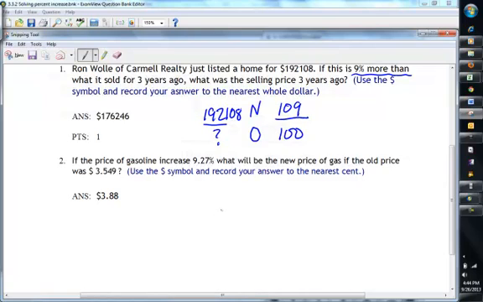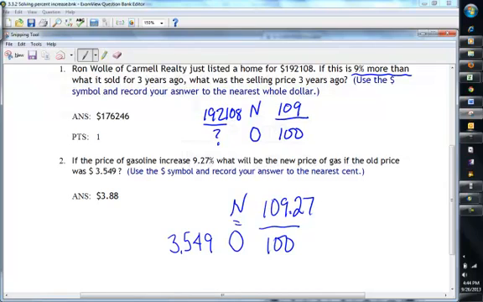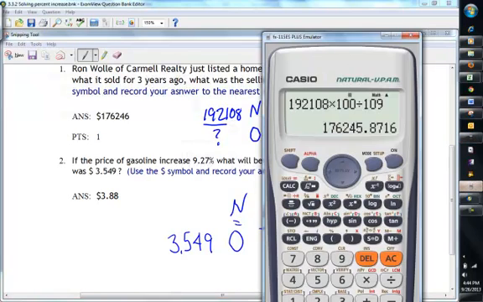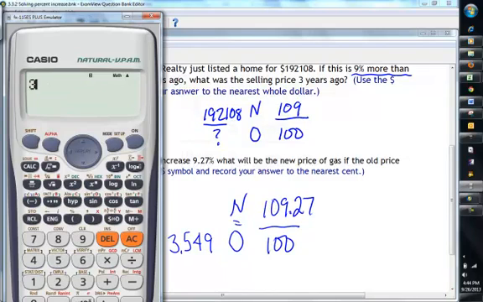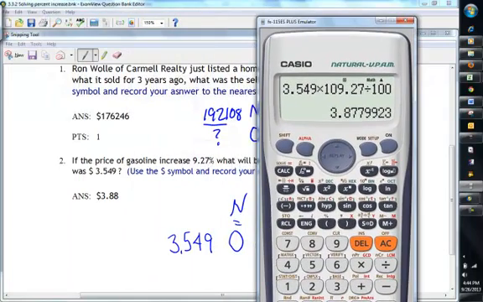Okay, if the price of gasoline increases 9.27%, what will be the new price of gas if the old price was $3.549? We want to know the new. The old percent was 100, so now it's 109.27, and we want to round it to the nearest cent. So we're going to cross multiply and divide. 3.549 times 109.27 divided by 100 is 3.88.